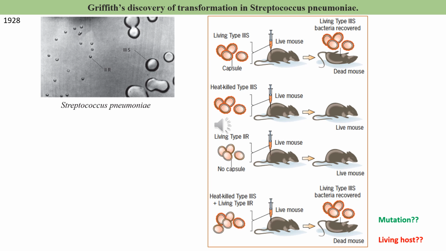But to his surprise, the mice died. In addition, he found the living S strain in the sample recovered from dead mice. So to conclude, based on the observation, Griffith concluded that R strain bacteria could have been transformed by S strain bacteria. That is, the R strain inherited some transforming principle from the heat killed S strain bacteria, which made them virulent. And he assumed that this transforming principle is the genetic material, but it is still not concluded whether it is DNA only or not.